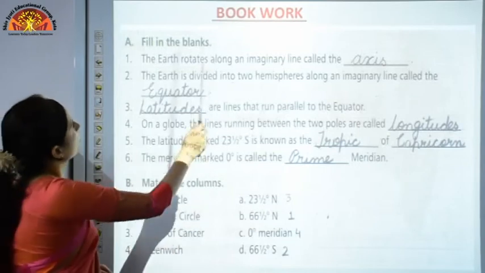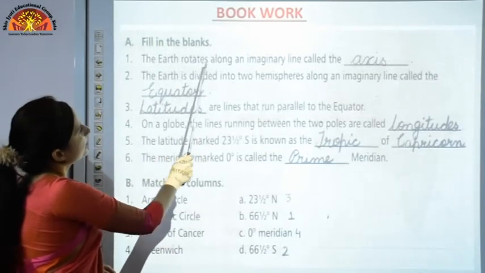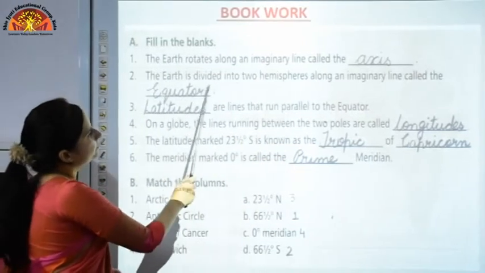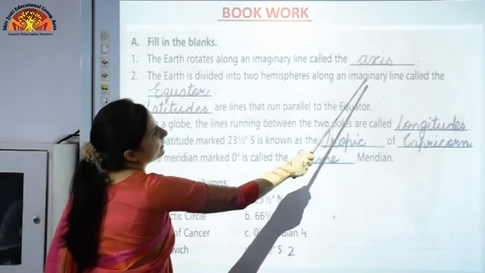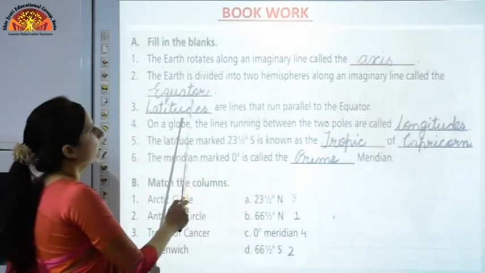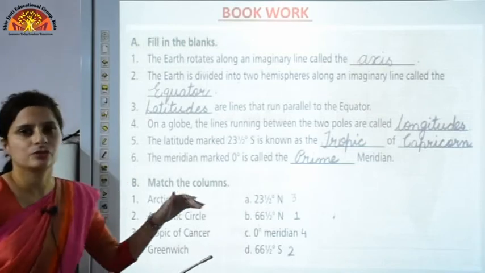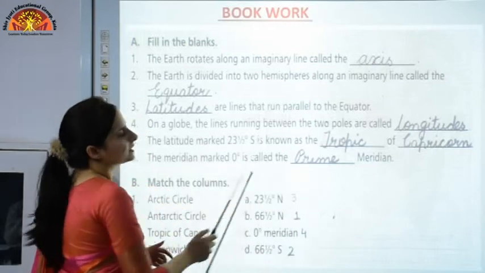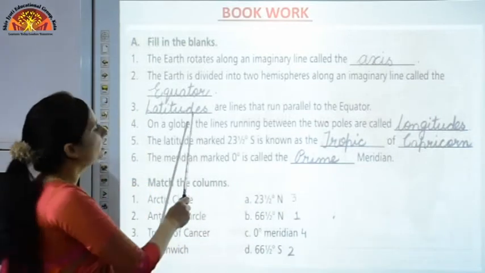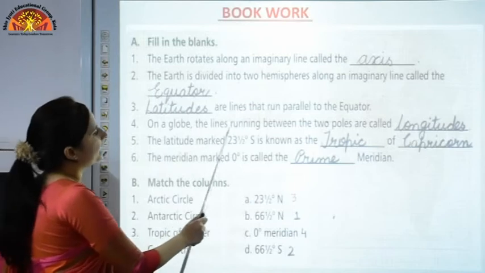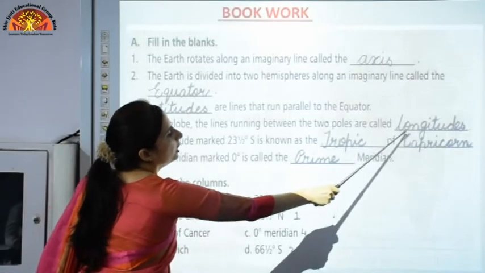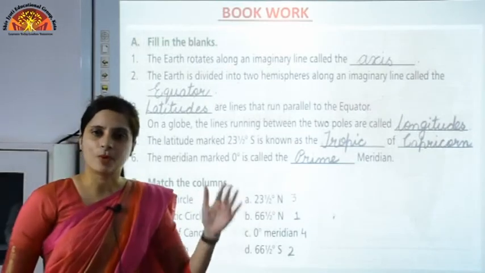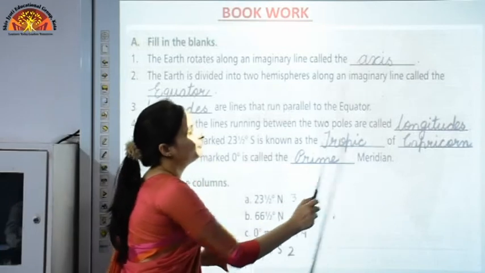Now I will discuss the bookwork with you all. Fill in the blanks. The earth rotates along an imaginary line called the axis. The earth is divided into two hemispheres along an imaginary line called the equator. You read that the equator divides the earth into two equal halves. Latitudes are the lines that run parallel to the equator. Lines running parallel to the equator are called latitudes. On a globe, the lines running between two poles are called longitudes. The semicircles, the lines which are running from one pole to the other, these are the lines of longitude.